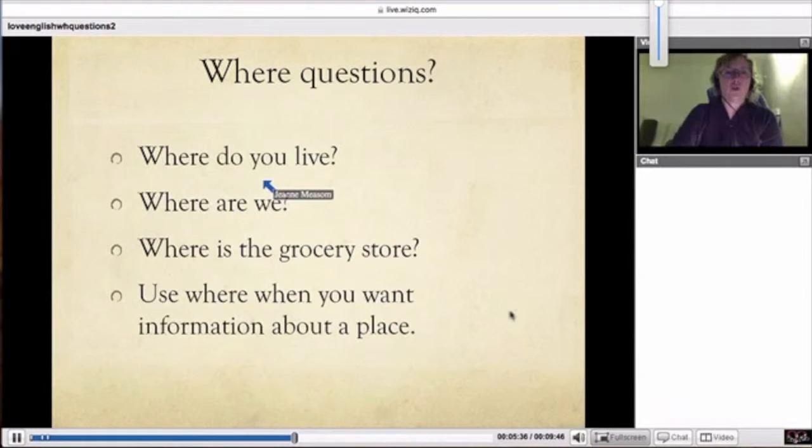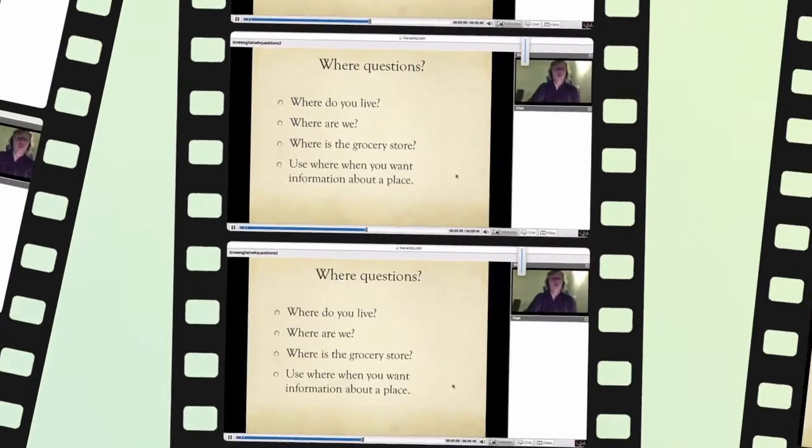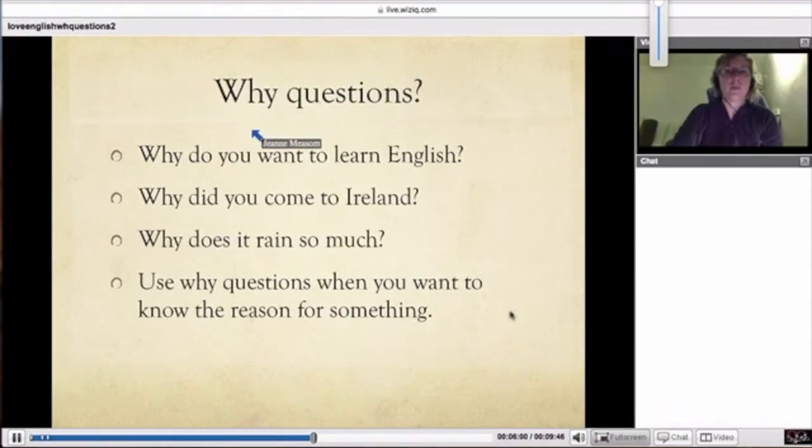Where questions. Where do you live? Where are we? Where is the grocery store? You use where when you want information about a place. Where do you live? I live in Canada. Where are we? We're in New York. Where's the grocery store? It's down the road. They're all questions about a place. So where are questions about a place?